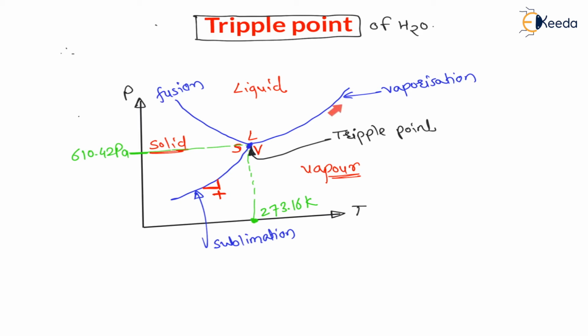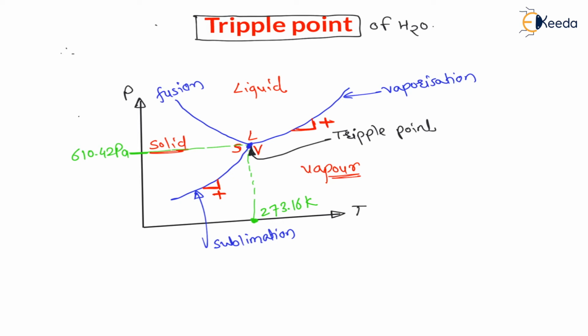Similarly, for the vaporization line, as pressure is increasing, temperature is also increasing. Therefore here for the vaporization line also, as temperature increases, the x coordinate increases and the y coordinate also increases. Therefore the slope of the vaporization line is also positive.